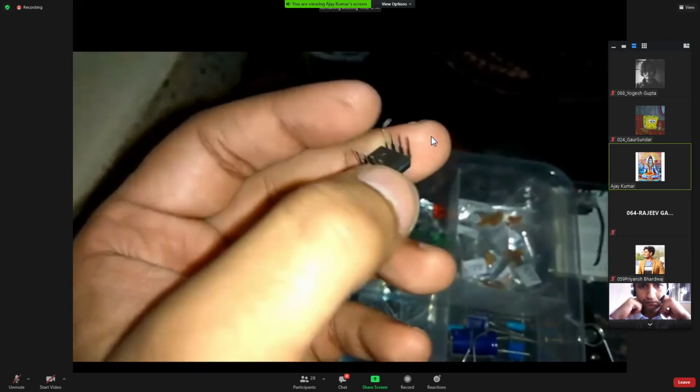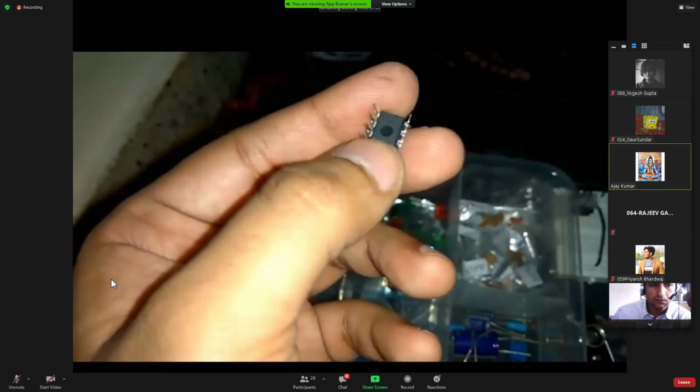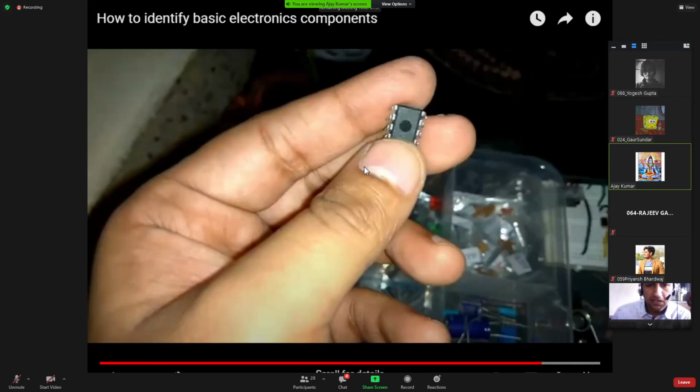This is also a very famous IC, a 555 timer, means LM555. It is available in the market by the name LM555. It's a 555 timer used in timer circuits.